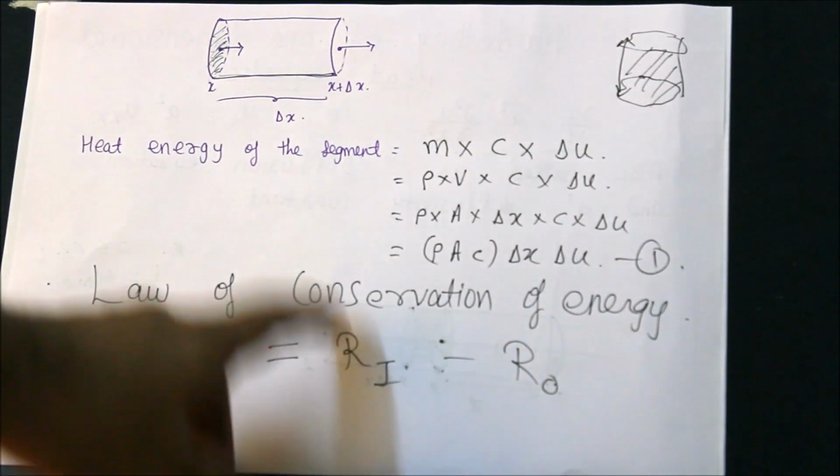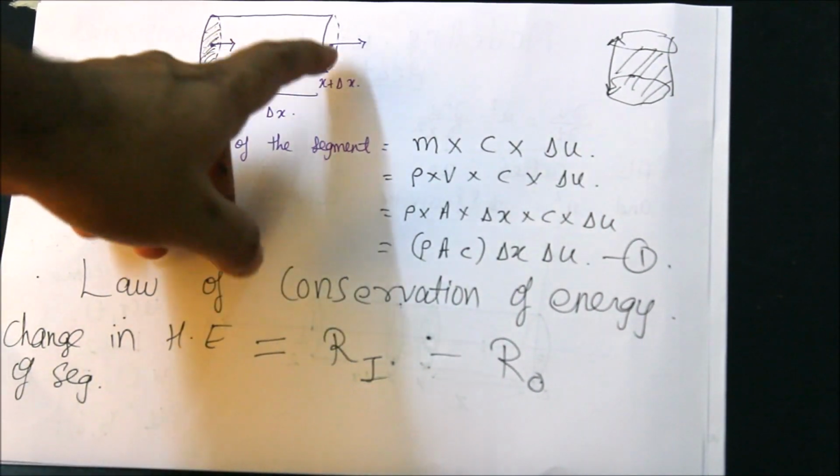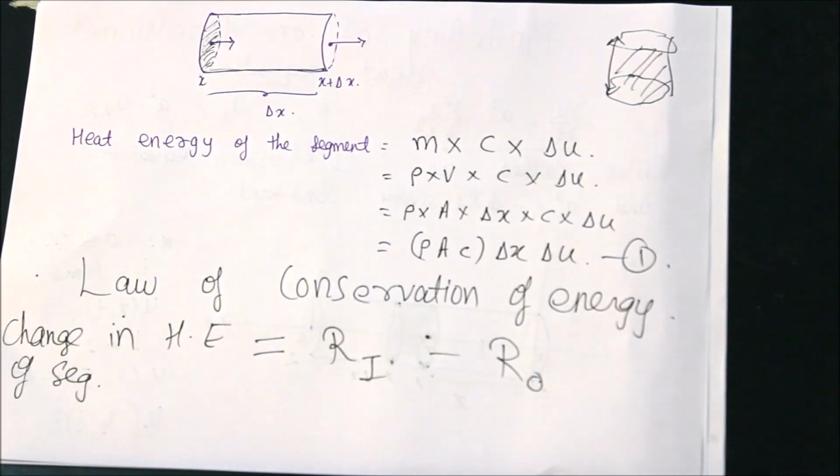So Ri means the rate of inflow of heat coming in, Ro means the rate of heat going out. So that's what it is. It is nothing but the change in heat energy over the segment over the given time t. So that's what the law of conservation of energy says.